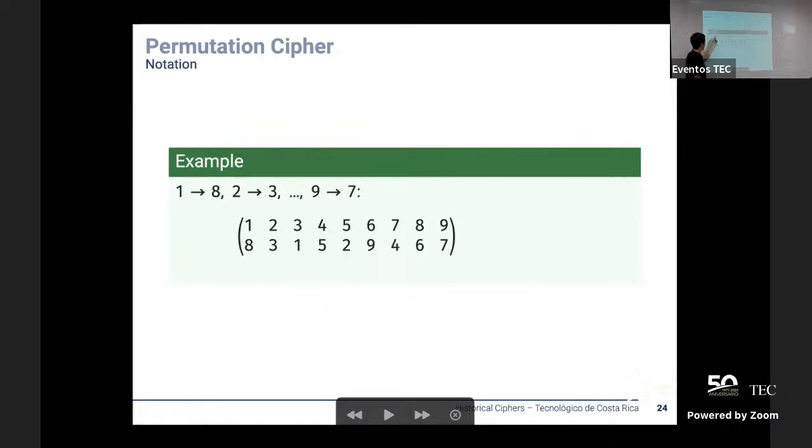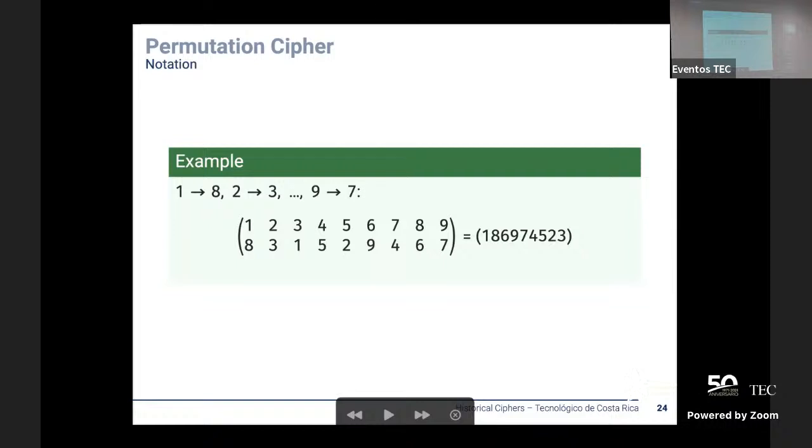Well, it's easiest to do it just with numbers, because mathematicians love numbers instead of just the letter A, etc. So if you replace the 1 by an 8 and 2 by a 3, etc., and 9 by a 7, then you could write it like a sort of matrix: 1 by 8, 2 by 3, 9 by 7. But mathematicians are a bit lazy and think this is too much to write down, so they write it in a slightly different way, and this is a bit more involved in order to know how you have to read it.